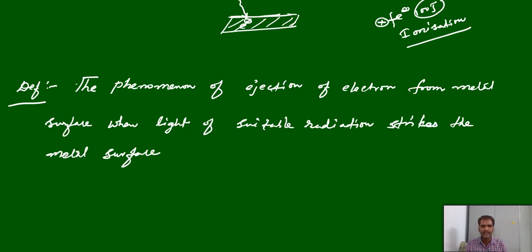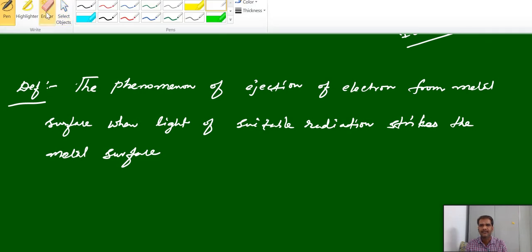You can write like this: light of radiation with suitable frequency. Instead of radiation, it is better to write frequency.